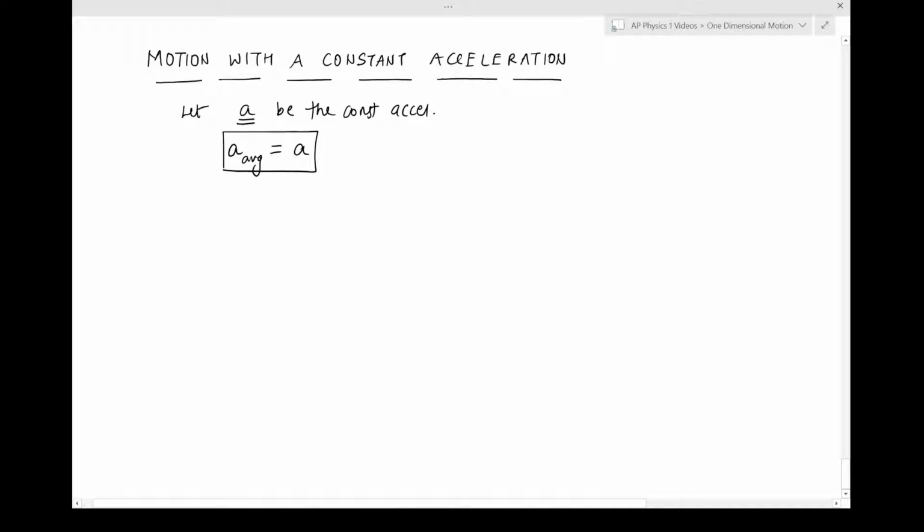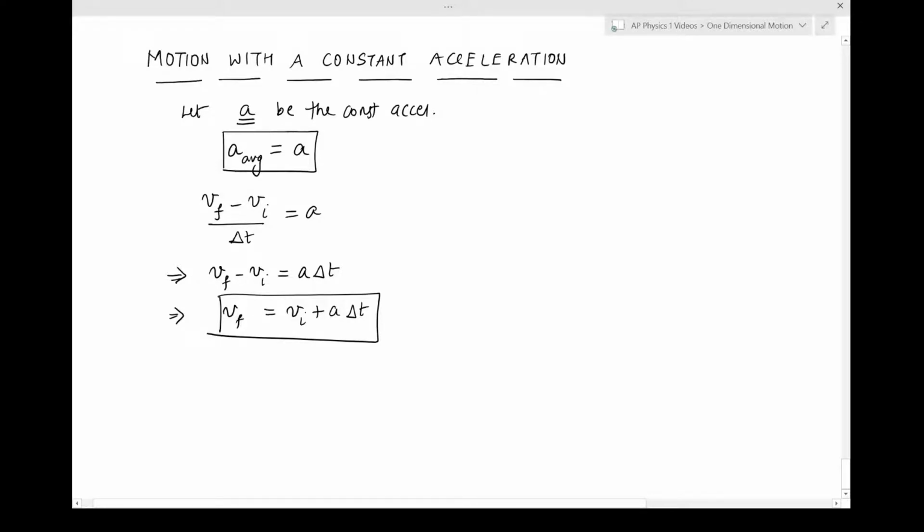Now we can use the definition of acceleration or average acceleration to obtain a very simple equation. We know that the average acceleration is equal to Vf minus Vi over the time interval, okay? But that is also equal to a now. So therefore, we can rearrange this as Vf minus Vi equals a delta t. And so we have this very simple, very important equation which says that Vf equals Vi plus a delta t.